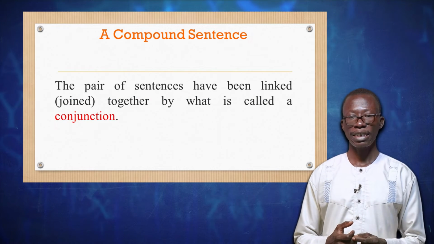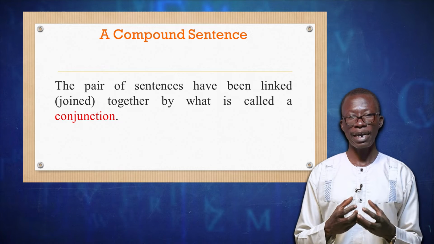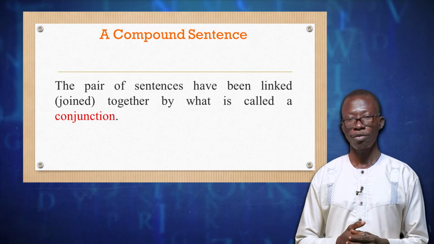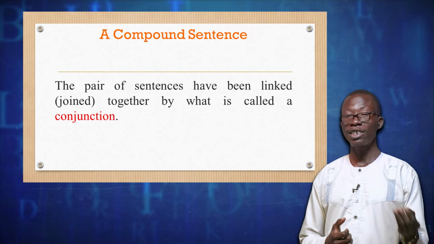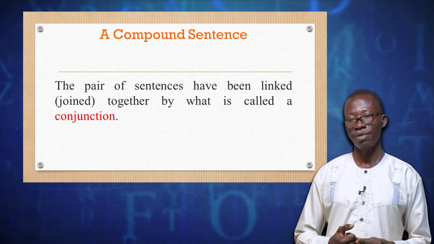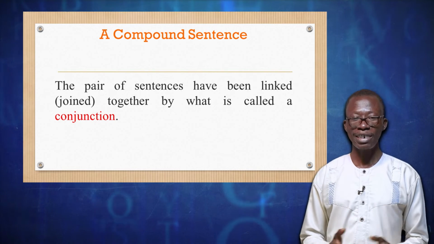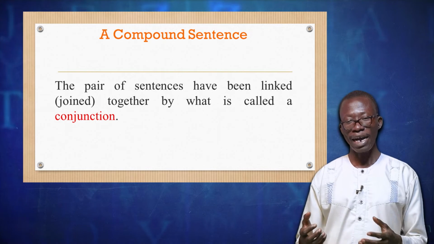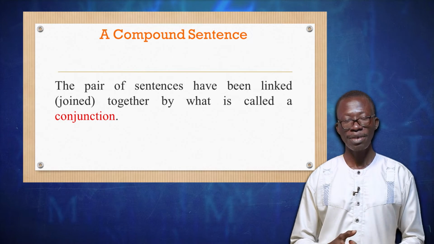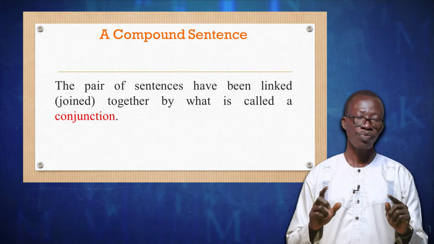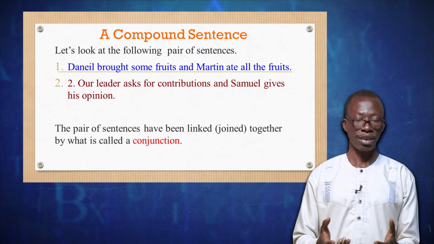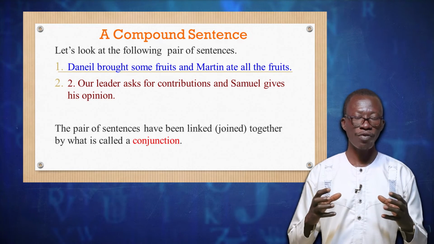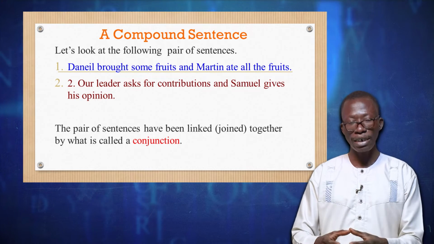So the pair of sentences have been linked or joined together by what is called a conjunction. Conjunction is not a new term to most of us. Conjunction is introduced from the primary level. So when the word conjunction is mentioned, it's very simple for anyone who has ever come in contact with the English language, even from the primary level, to understand. So the two sentences we have gotten out of the four sentences have been brought together, each pair was brought together to form one sentence.